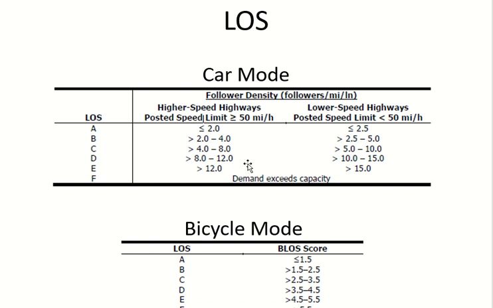So for the car version, we have two categories now. Either your speed limit is 50 or more, or it is less than 50. If it is 50 or more, put your follower density here and see the level of service. If it is less than 50, put your follower density in this column and look at the level of service.